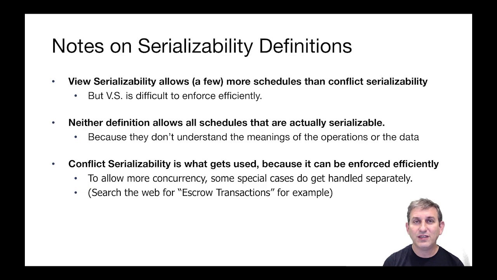It can be enforced efficiently by building a conflict graph and checking it for cycles. To allow more concurrency, actually, some systems allow special cases to be tested for. So there's an example you might want to read about on the web called escrow transactions that allows even more concurrency than conflict serializability, exactly because it starts to understand a bit about the meanings of the operations on the data. Okay, so as we learn more about the operations on the data, we can allow for more concurrency, but that makes it more complicated to use the database system. In general, conflict serializability is what you should learn and learn how to implement from these lectures.